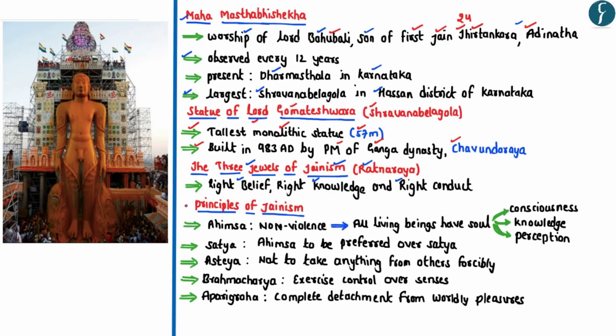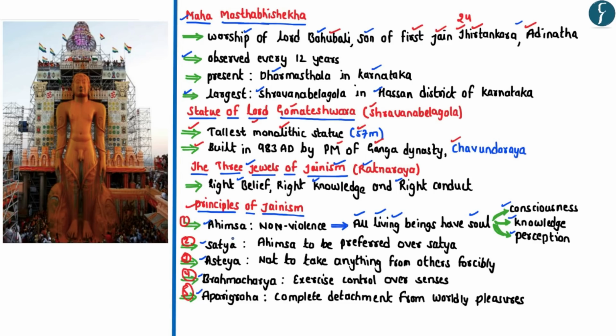Now, coming to the principles of Jainism. Jainism is based upon 5 principles. Let us discuss these principles one by one. Jainism believes that all living beings have a soul, and the soul of the living beings is characterized by consciousness, knowledge, as well as perception. Since all the living beings have a soul, Jainism believes that all human beings have to give up violence and they should not indulge in any kind of intentional or unintentional harm to living beings.